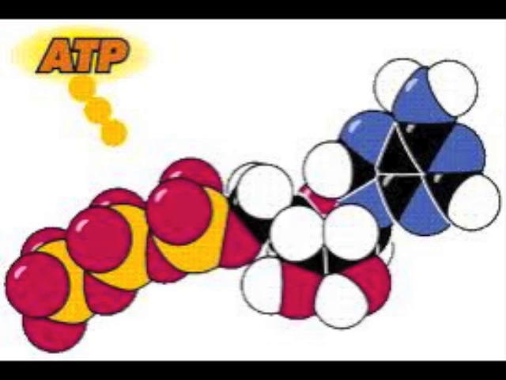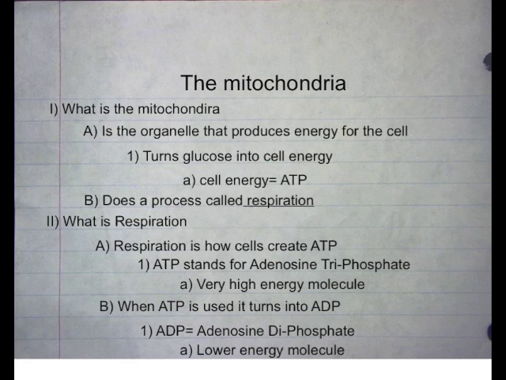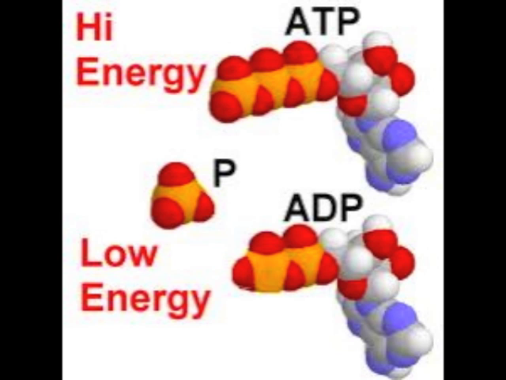Millions of these molecules go throughout your body, energizing your proteins, allowing them to do what they need to do. When ATP is used, it turns into ADP. ADP stands for adenosine diphosphate. It's lower in energy. ATP, because it's the high energy molecule, has 3 phosphates. However, ADP, because it's missing a phosphate, is a much lower energy molecule.